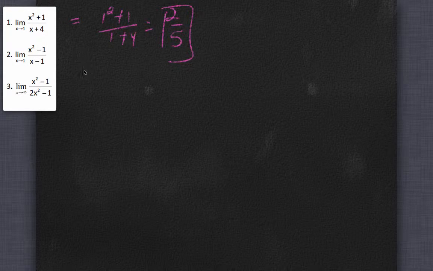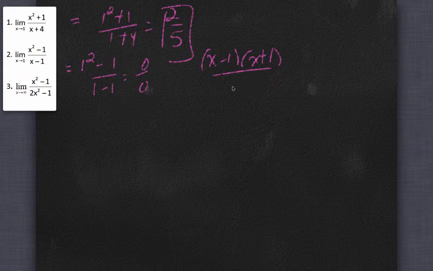This one, if I plug in 1, I get 0 over 0. So the thing that we've done in the past is factor. So x squared minus 1 is (x minus 1)(x plus 1). So we cancel this out, and now we plug in again.